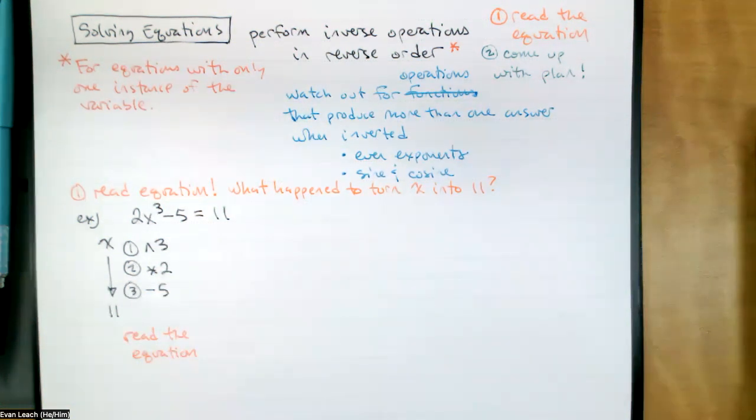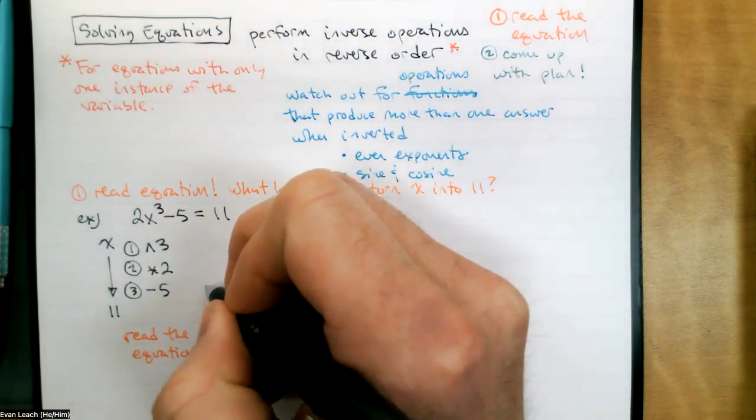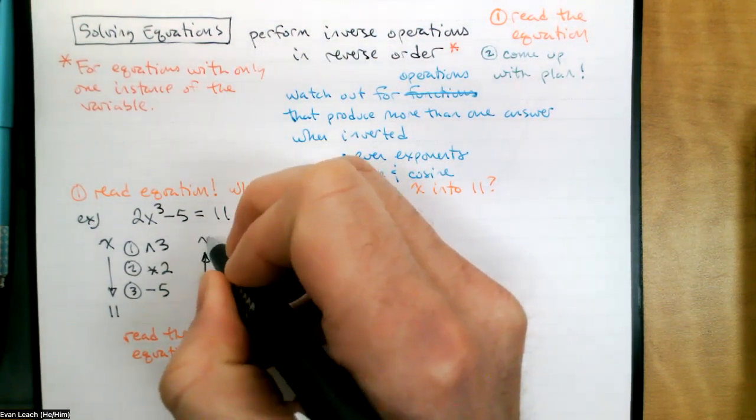The next phase is to do inverse operations in reverse order. This will come up with a plan to turn the 11 back into X. So our plan is going to take 11 and turn it back into an X.